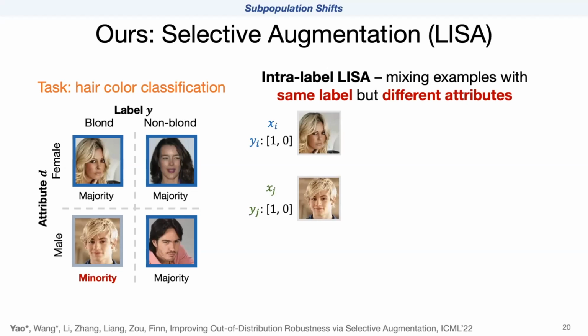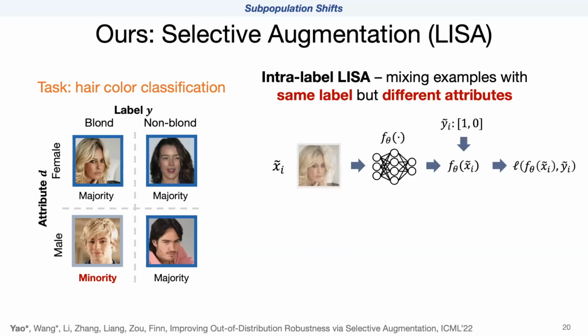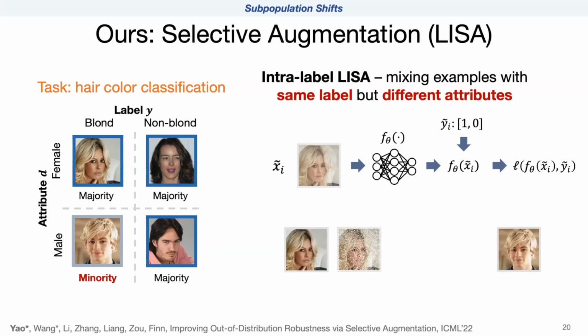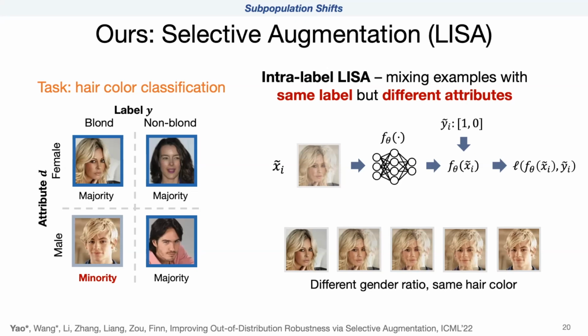When we do such data mixing, we get the mixed images and finally get their loss. If we repeat such a procedure, we can produce a lot of images with different gender ratios between male and female. The same thing across all these images is that they all have brown hair color. So it means that different gender ratios will be associated with the same hair color. After we train for a lot of iterations, the models will ignore the gender information and only focus on using hair color to make a prediction.